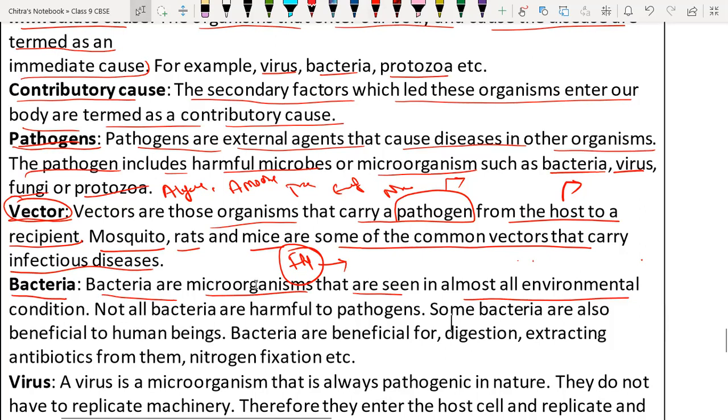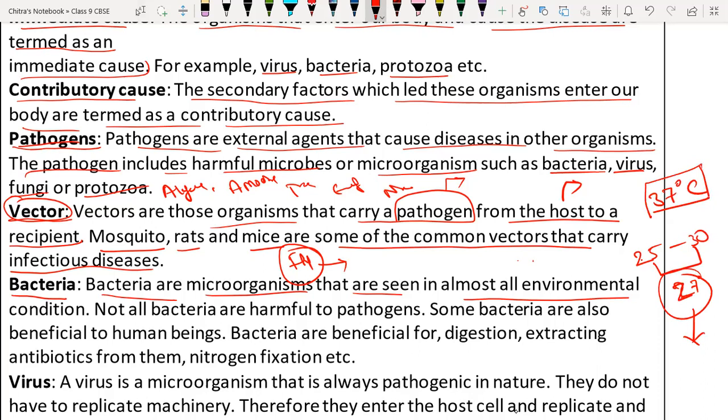Okay, so the ideal condition for infecting bacteria and viruses in our body is around 25 to 30 degrees Celsius. That means 27 is the ideal temperature for bacteria and viruses to start infection in our body. And we have our normal body temperature, which is 37 degrees Celsius. At that temperature, most of the time, bacteria and viruses do not affect us.